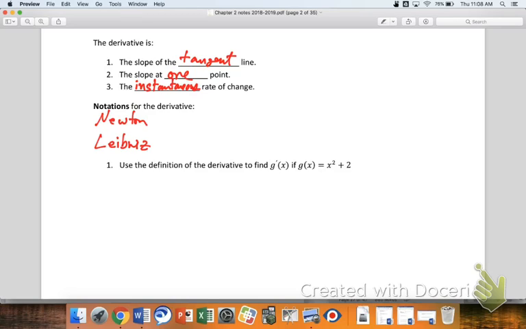Leibniz. So Newton's notation started off as y dot. For him, y dot meant the derivative of y. And eventually that morphed into y prime, and that's what we use now. So y prime would stand for the first derivative of y. You could also have f prime, g prime, whatever. Those all stand for the first derivative.